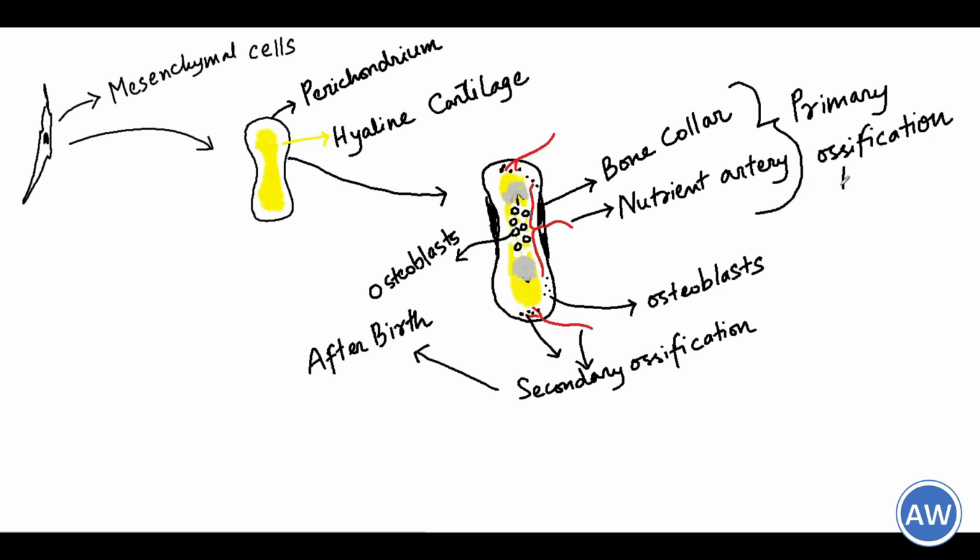While this process is the secondary ossification, the previous one, which happened before birth, is the primary ossification. So we just saw that the central part of the bone is formed by primary ossification. This part of the bone is called the diaphysis. Similarly, we also saw that the ends of the bone are formed by secondary ossification. These parts are called the epiphysis.